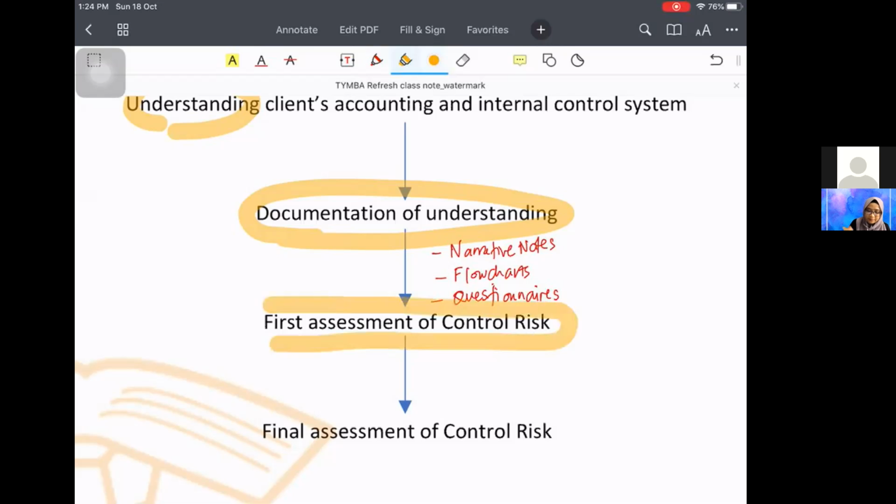And then you would move to first assessment of control risk. Okay, so dalam this first assessment of control risk, it is where auditors determine whether they would perform test of control or not. So kita ada situation yang mana not every first assessment of control risk kita akan perform test of control. Okay, who can remember when should we perform test of control?